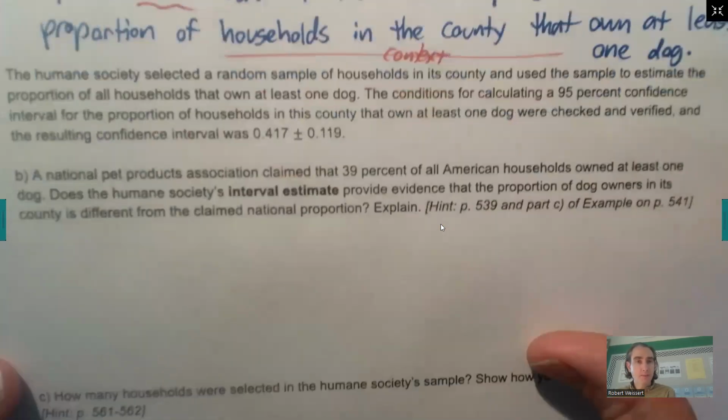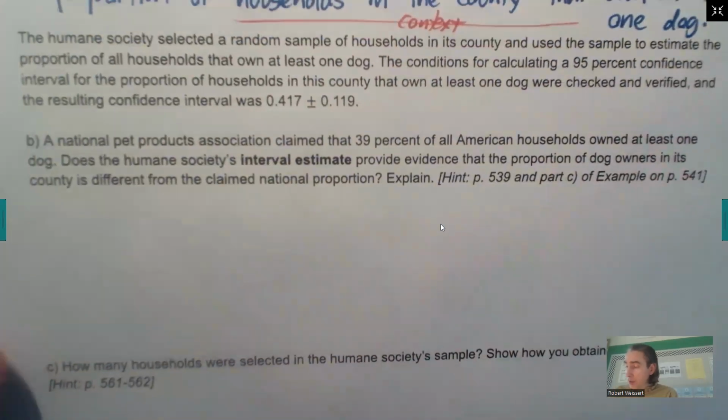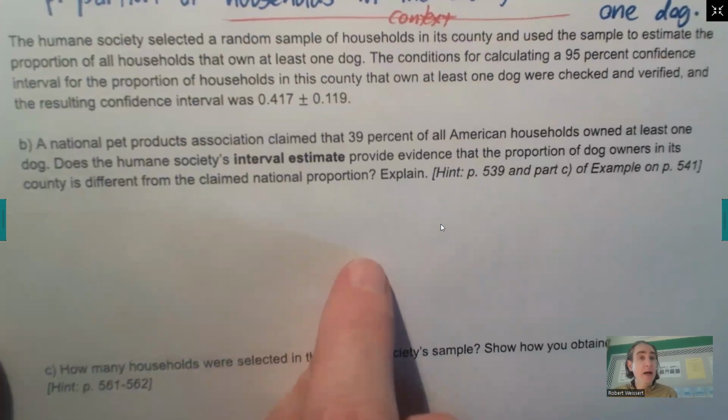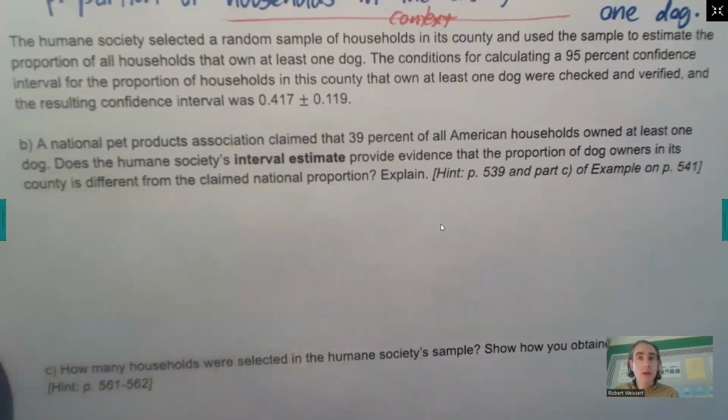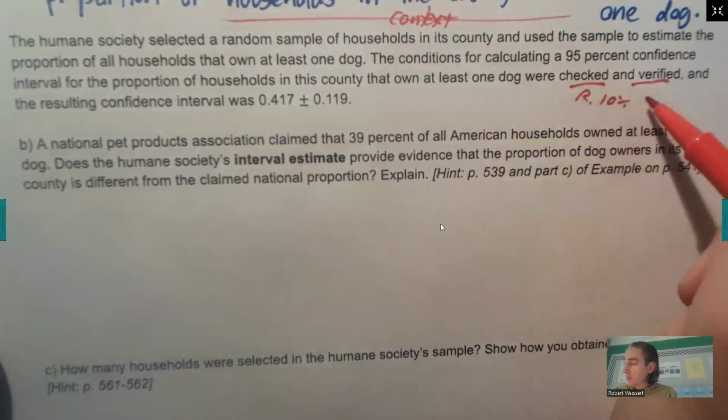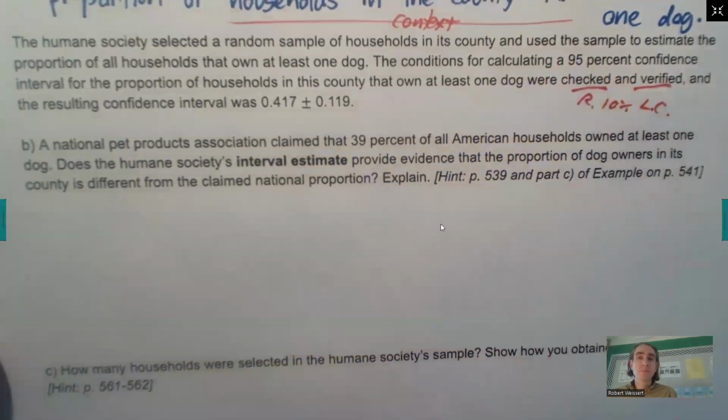All right, question 2, or letter B. The Humane Society selected a random sample of households in its county and used the sample to estimate the proportion of all households that own at least one dog. The conditions for calculating a 95% confidence interval for the proportion of households in this county that own at least one dog were checked and verified. They've already gone through the random, 10%, and large counts. The resulting confidence interval is as follows.